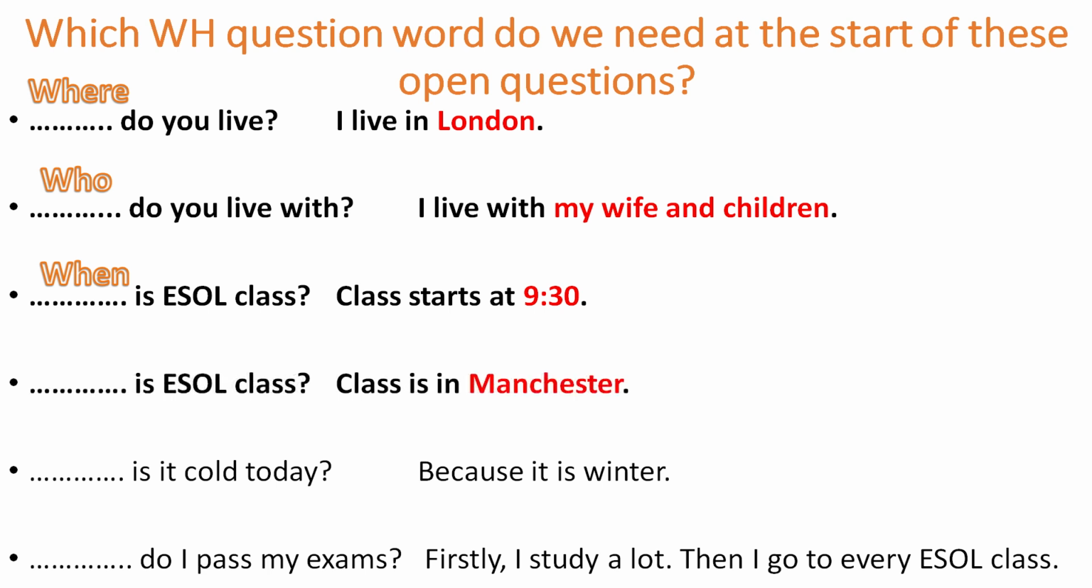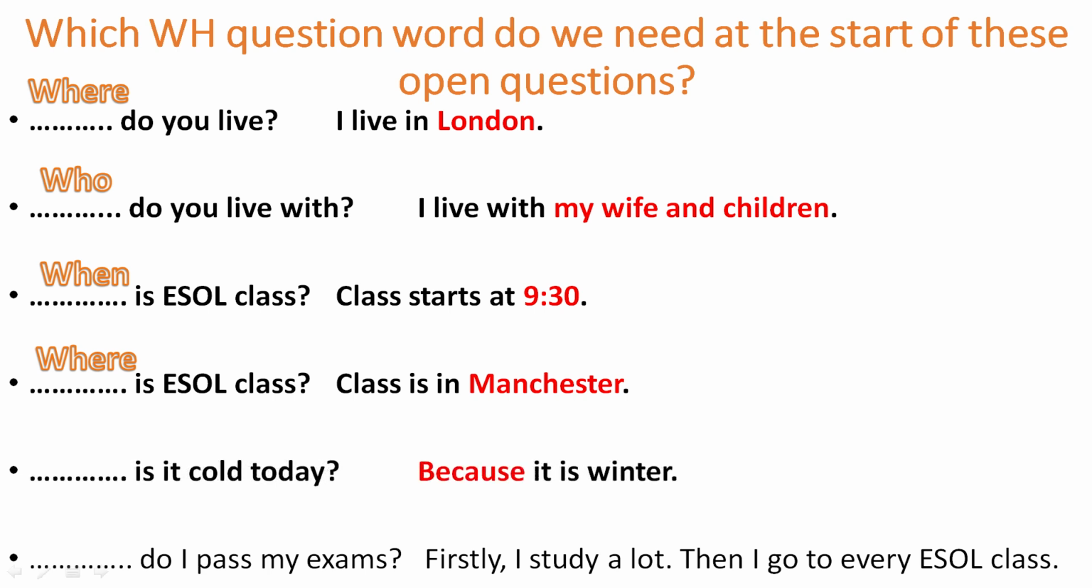Like the last question, this question again starts with "is ESOL class?" But this time the answer is, "Class is in Manchester." Because Manchester is a place, we need the WH question word that means place, which is where. So the correct answer is, where is ESOL class?